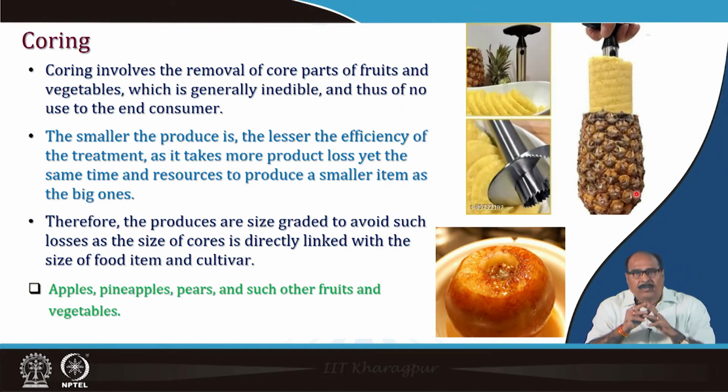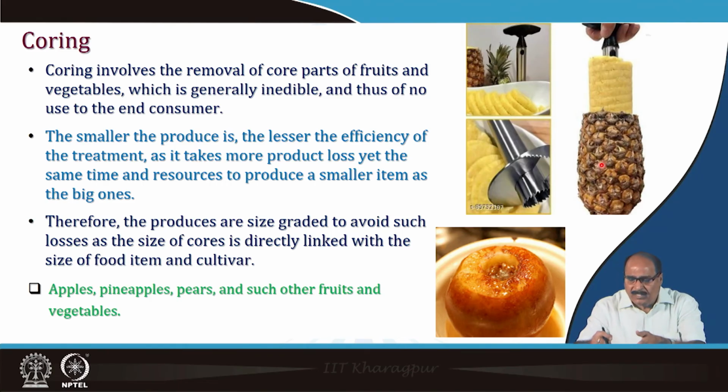Okay. Now finally the coring. The coring involves the removal of core parts of fruits and vegetables, which are generally inedible and thus of no use to the end consumer. This is commonly used, because sometimes in fruits and vegetables you may have some blemished portions, damaged portions or some infection, etc. Like in apples, and in the pineapple you can see these are the cores, or sometimes in some fruits there may be eyes.